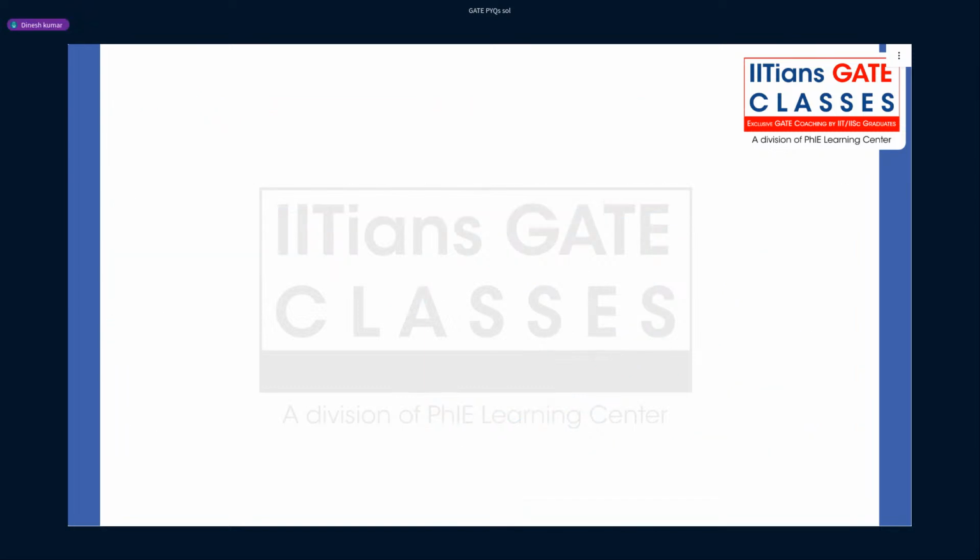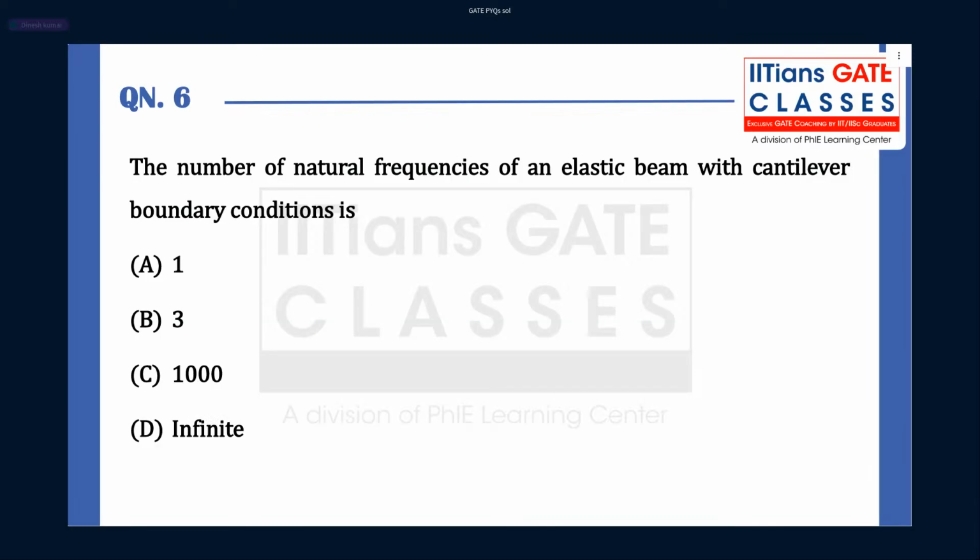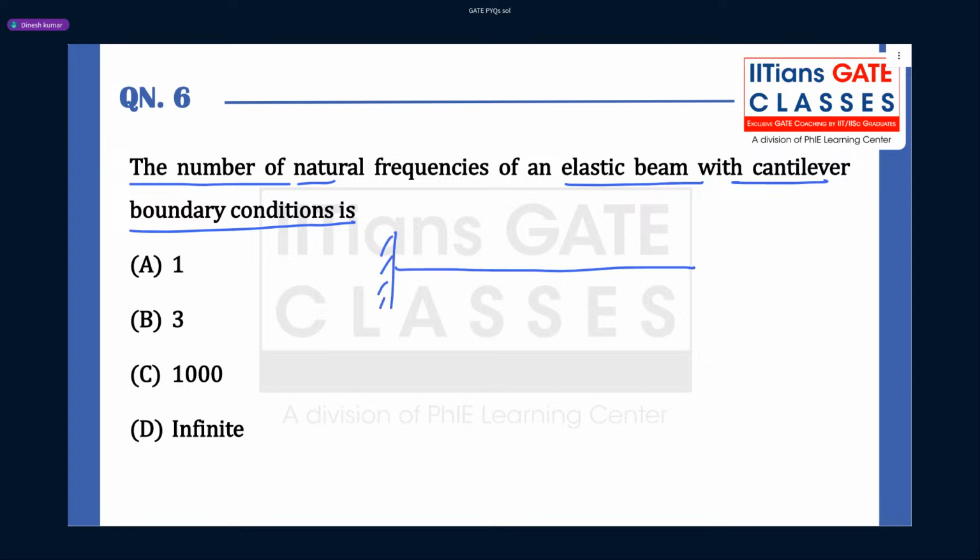Let's move to the next question in GATE 2007. So question number 6. The number of natural frequencies of an elastic beam with cantilever boundary condition is? So first, guys, what is a cantilever beam? A cantilever beam is fixed at one end and free at another end, and it comes under what?